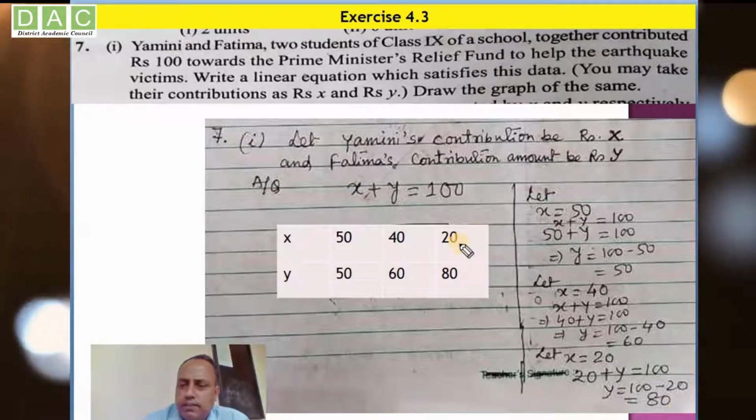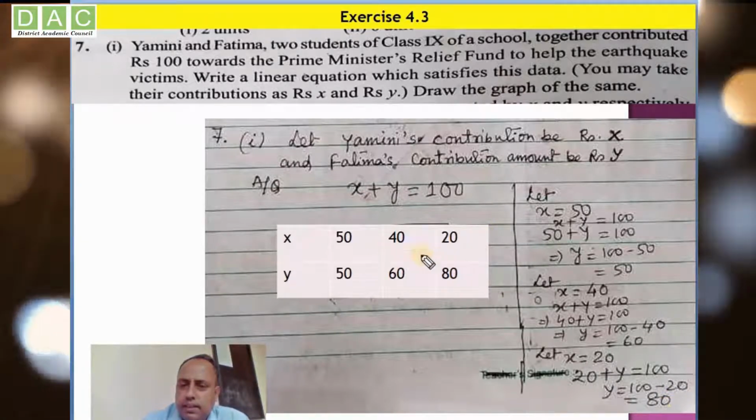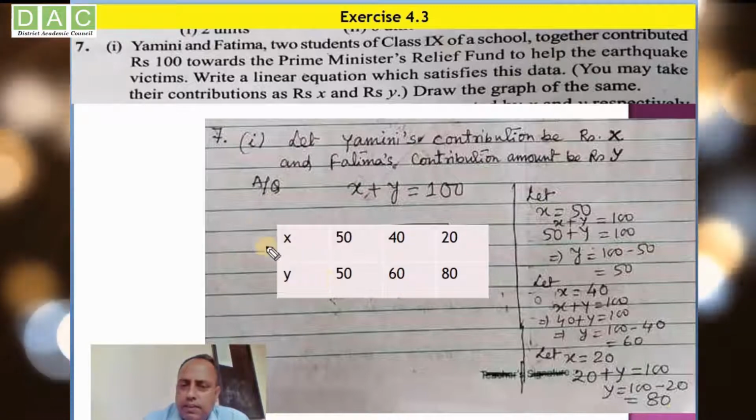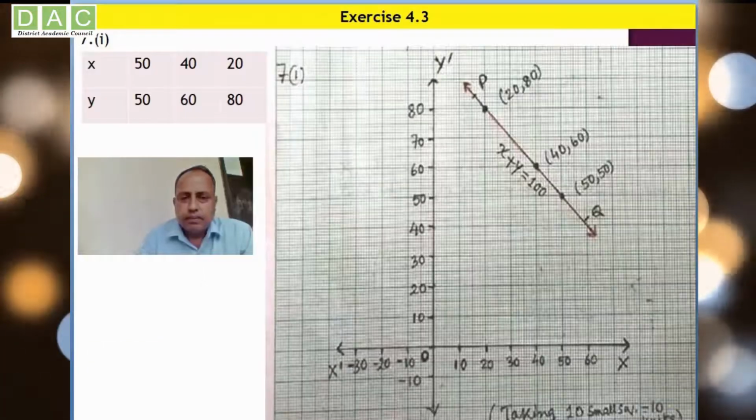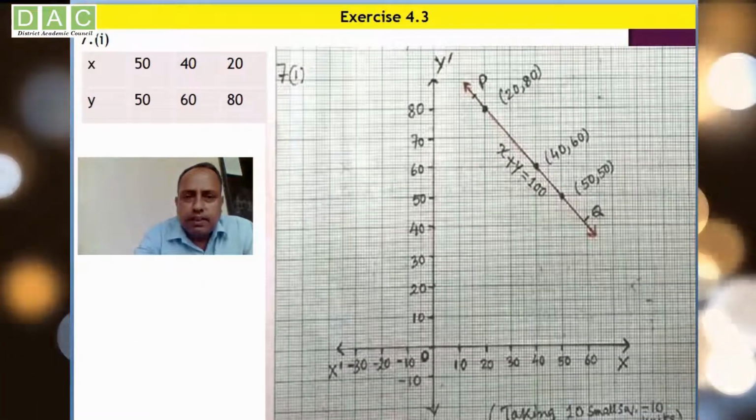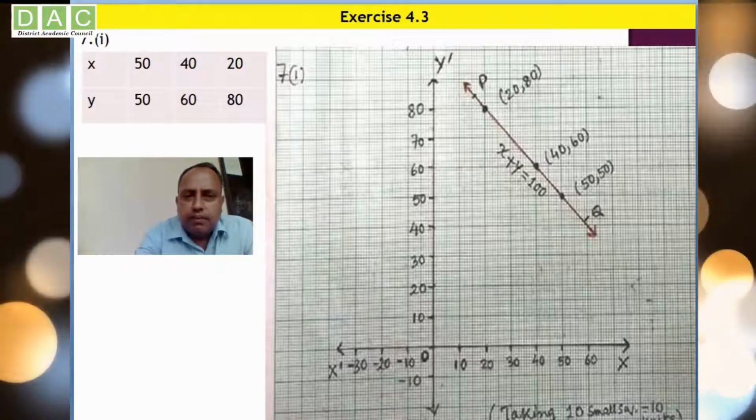So when x is 20, y is 80. Now from this table we will draw a graph. We already prepared the table. From the table we will plot the graph.